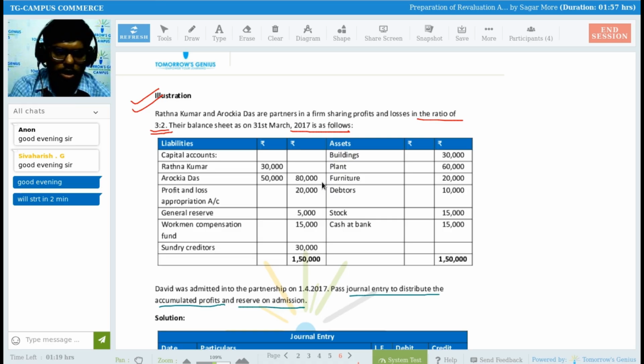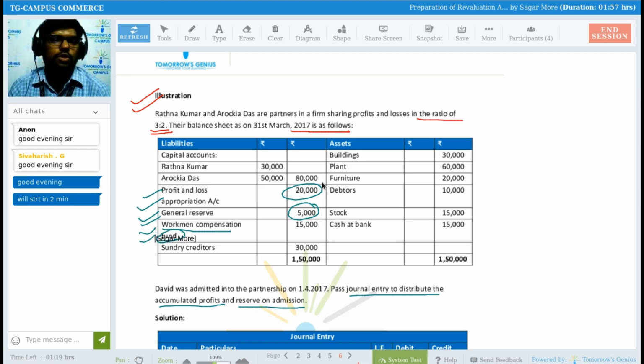Yes, sir. A profit and loss appropriation of 20,000 rupees is there. General reserve 5,000 is there. And what about this workman compensation fund? So this is also a reserve? Yes, sir, this is also a reserve. So what is workman compensation fund basically?